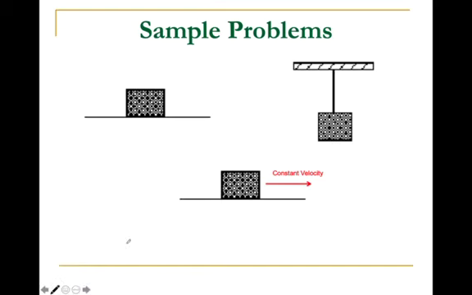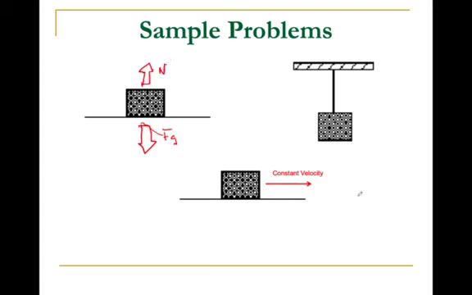So in the first case, it's an object sitting stationary on the surface. What are the forces acting on it? Force of gravity acting downward, of course. And what's preventing it from going through the surface? An equal normal force acting up this way.